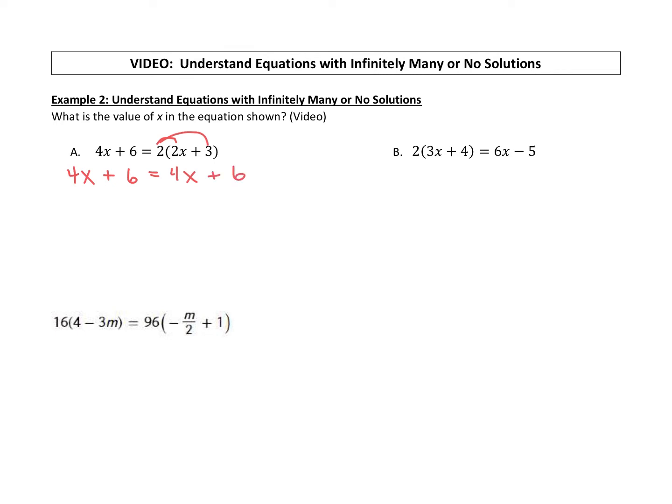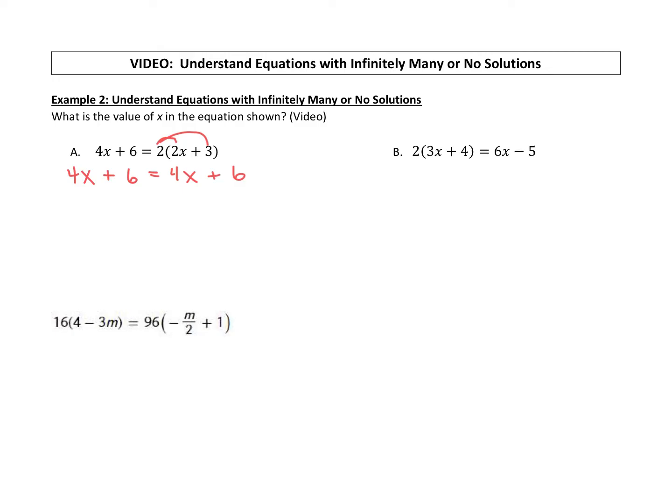Okay, so one thing I want to point out. If you notice, on the left we have a 4x plus 6, and on the right we have a 4x plus 6. Is 4x plus 6 equal to 4x plus 6? Yeah, it is every single time you look at it. This is going to lead us to an infinitely many solutions. This equation is an identity. That was one of our vocab words. But let me show you how algebraically we get there.